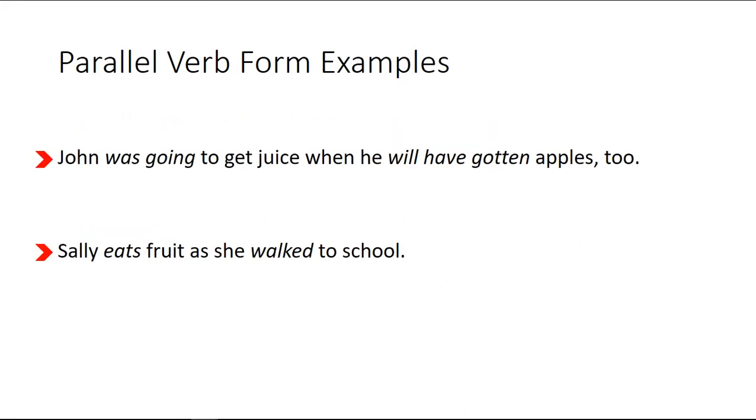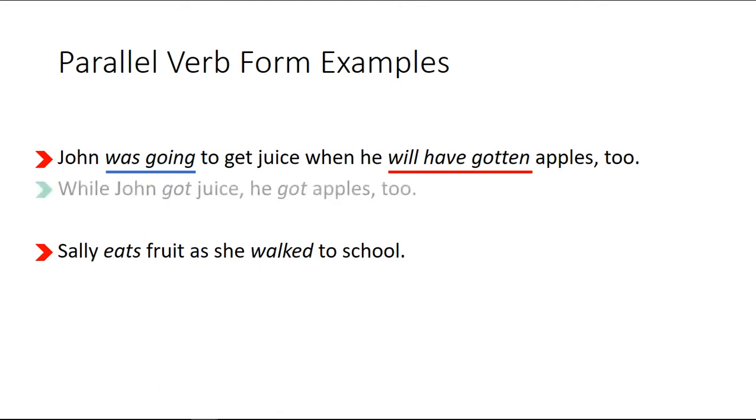John was going to get juice when he will have gotten apples too. Something sounds off with that. Something's wrong with it, so let's check it out. John was going and he will have gotten apples too. Let's correct it. While John got juice, he got apples too. So there's parallelism there. We are keeping our verb tenses consistent.